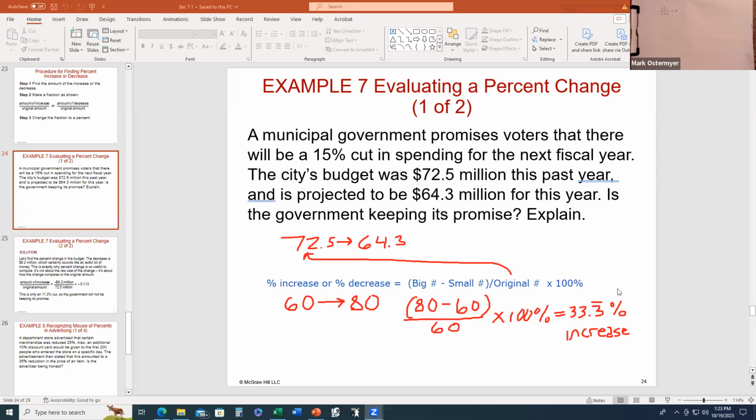All right, did we get 33.333333% increase by using my formula there? Notice 60 is the original number. It's the starting number here. Did we get that? Anybody? Yes. What would be the amount of increase? The percent of increase is 33.3%. What's the amount of increase?